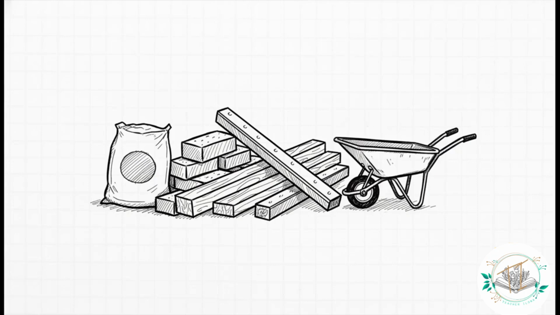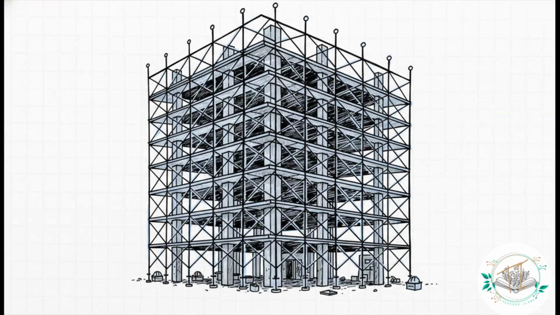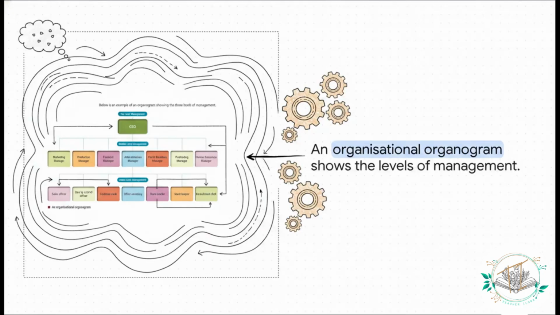Okay, blueprint's done. Now you need the building materials. In business, these are your resources. We're talking about people, money, equipment, basically your bricks, steel, and all the wiring. And of course, you need a structure, the scaffolding that gives the whole thing its shape. This is your org chart. It shows who's in charge of what and how the teams connect.